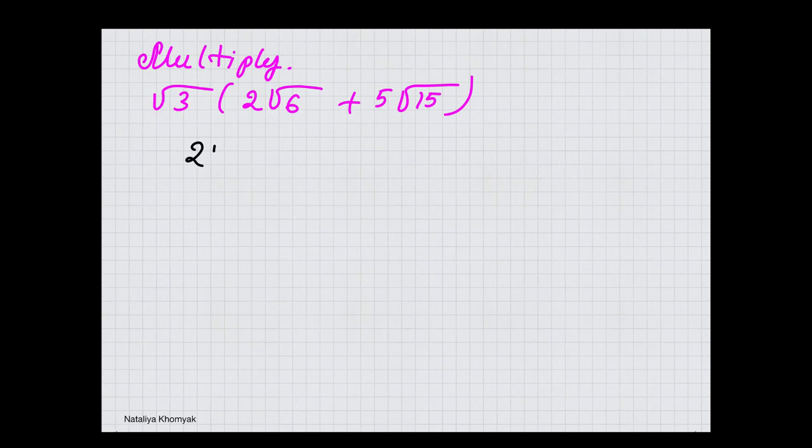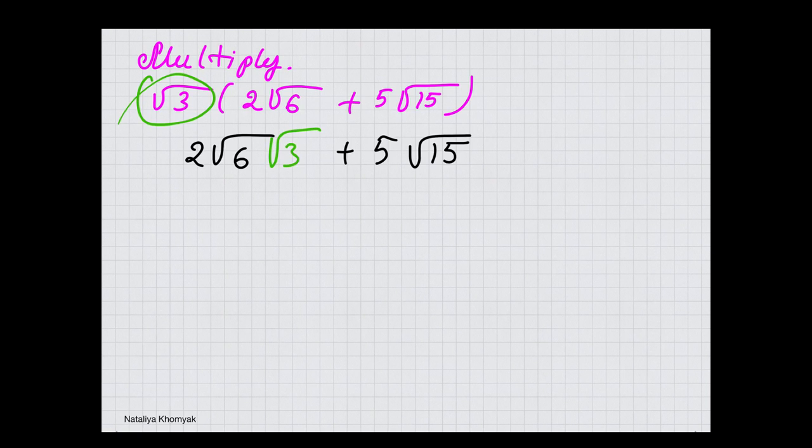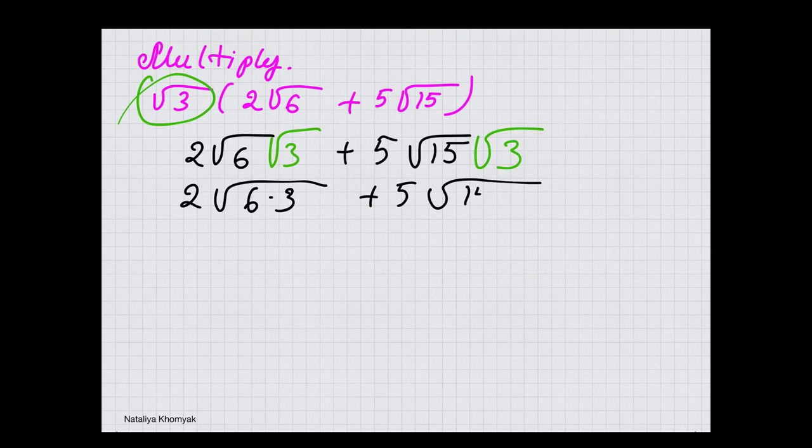So we have 2 radical 6 plus 5 radical 15. I'm going to distribute the square root of 3 and put it next to the radicals. So we have square root of 3, square root of 3. So now we have 2 radical 6 times 3 plus 5 radical 15 times 3. So now we have 2 square root, 6 is 2 times 3, times 3.